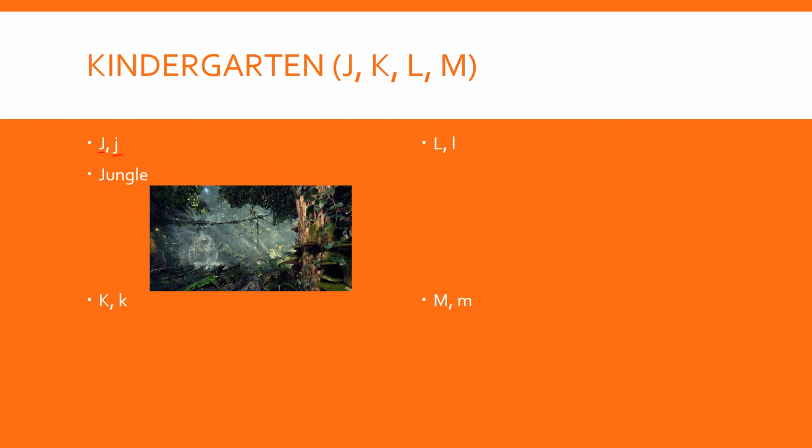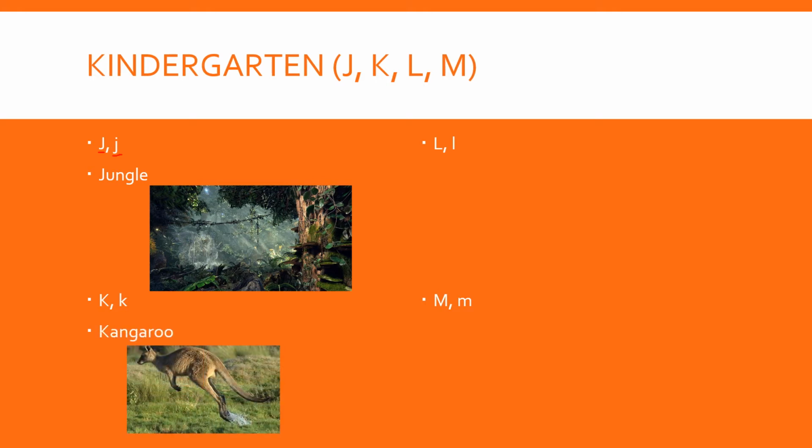Okay, and now we have letter K. Letter K says k, a lot like C, but it's used in different ways. Okay, but it makes the same sound as C. There's a big letter K and a small letter K. Letter K says words like kangaroo, kangaroo.